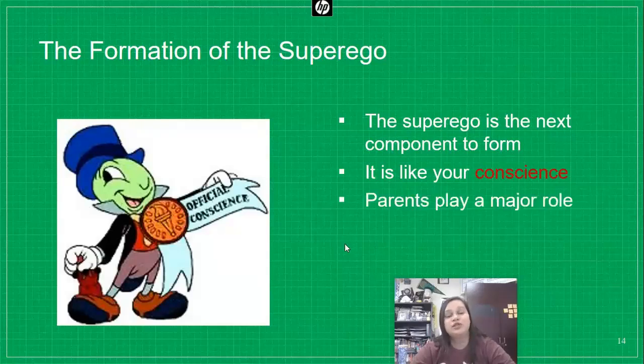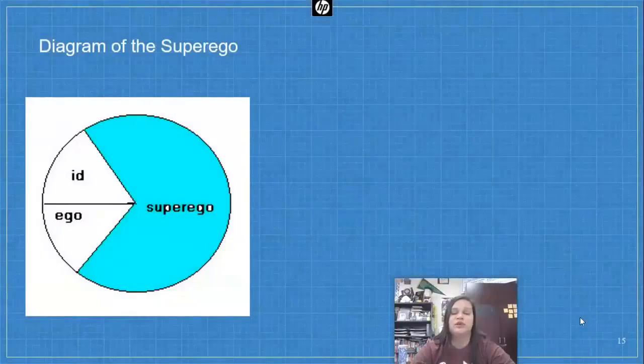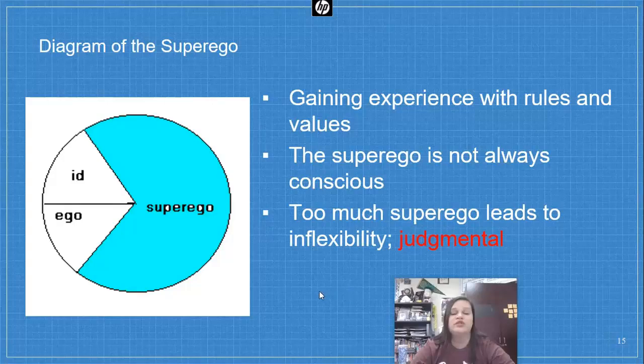The parents play a major role in the development of the superego by what they're teaching you of right and wrong as a child, but we also pick up on those things in our environment from schools, churches, anywhere else we're learning right and wrong. Gaining experience with rules and values. The superego is not always conscious, so sometimes we don't realize what we're doing.